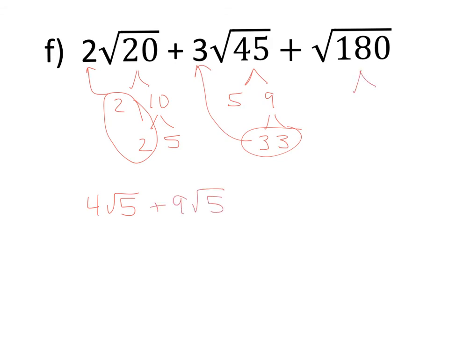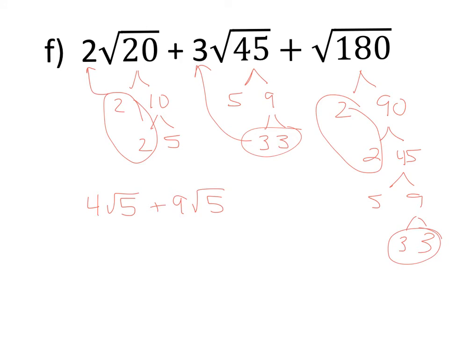All right, and then 180. So like 2 and 90, 2 and 45, 5 and 9, and then 9 would go to 3 and 3. So let's see, on this guy I've got a pair of 2's and a pair of 3's. So that would put a 6 on the outside, and then I have this 5 right here left over, so 5 on the inside. Now again, these are all like radicals, so we can go ahead and add them up. So 4 plus 9 plus 6 is 19 root 5.